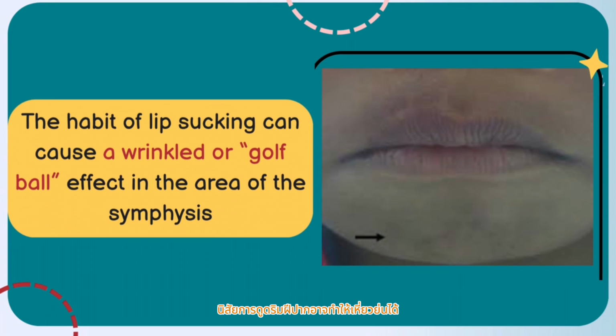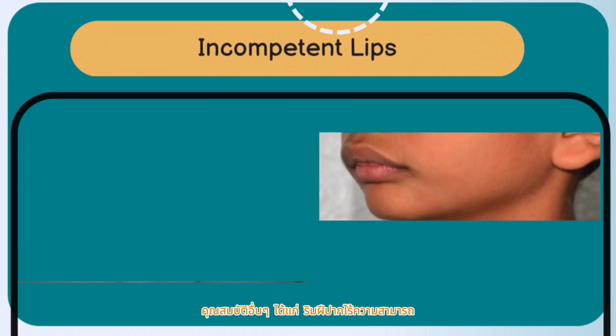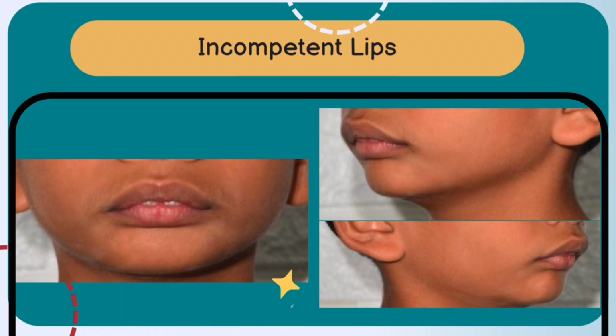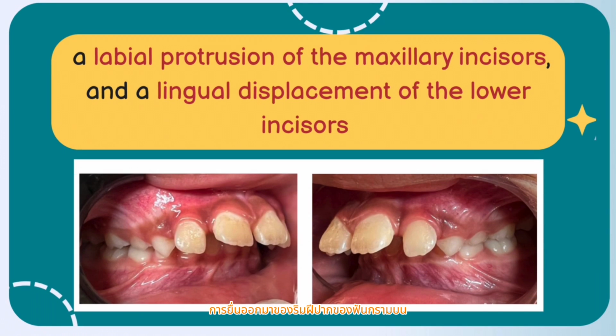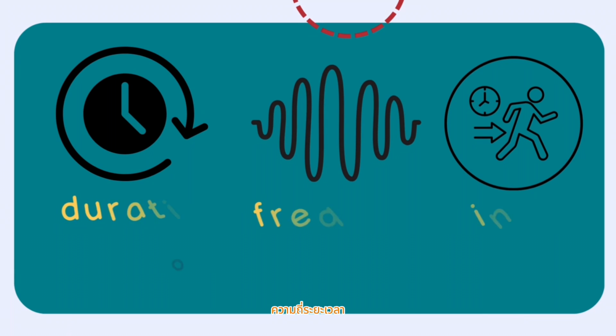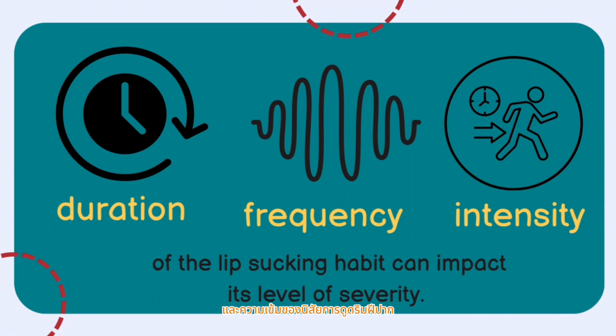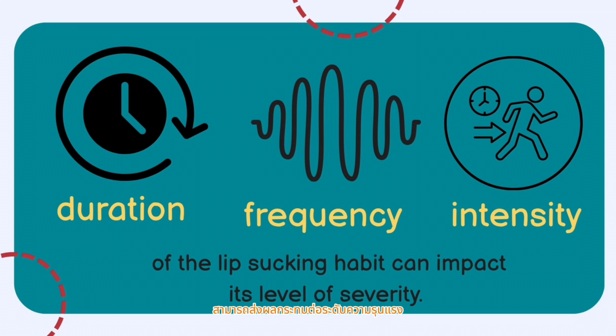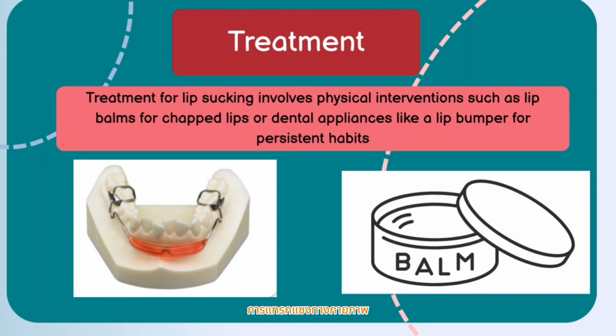The habit of lip sucking can cause a wrinkled or golf ball effect in the area of the symphysis, as you can see in the picture. Other features include incompetent lips, labial protrusion of the maxillary incisors, and a lingual displacement of the lower incisors. The duration, frequency, and intensity of the lip sucking habit can impact its level of severity. The treatment of lip sucking involves physical interventions such as lip balms for chapped lips or dental appliances like a lip bumper for persistent habits.